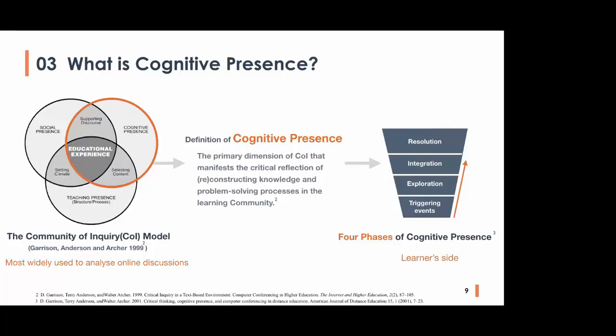The cognitive presence from the community of inquiry model represents the critical reflection of knowledge construction, reconstruction, and also problem-solving processes in the learning community we just mentioned. Garrison, Anderson, and Archer also proposed that there are 4 phases of cognitive presence from the learner's side, with a hierarchical structure, as the figure on the right shows. During learning, the process of cognitive presence begins with the first level, triggering events, and then goes to exploration, and then integration, and the highest level, resolution.